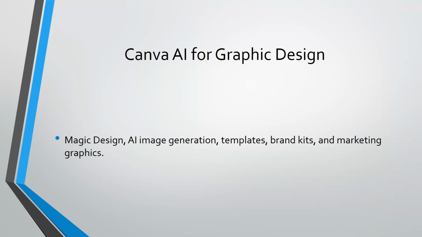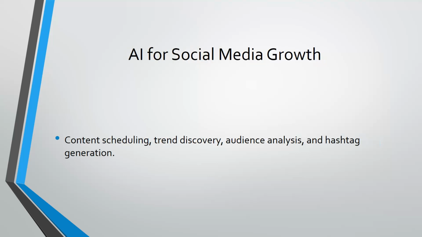So Canva AI for graphic design, it is a very magic design tool. AI image generations, you have templates, brand kits, and marketing graphics, which I've already shown as you have seen it. Then we have AI for social media growth. Here we talk about content scheduling. So you can use AI to schedule when to post the content so that you don't follow it yourself, because you might get asleep and then you forget that you are supposed to post something. So you can feed it with posters and then you ask it now to auto post at a certain interval. So you can schedule things.